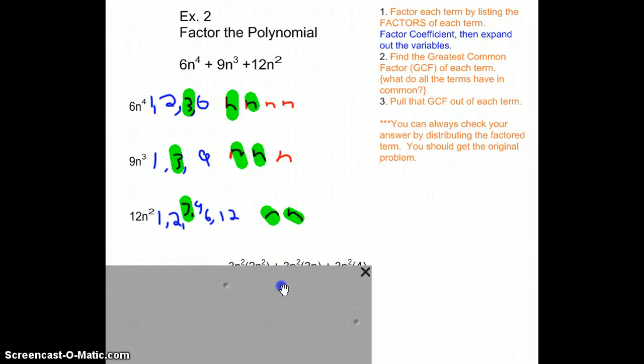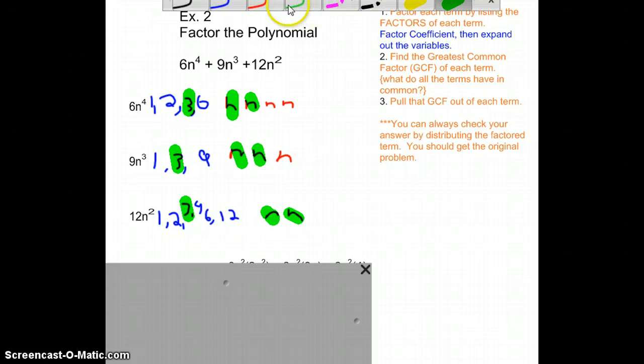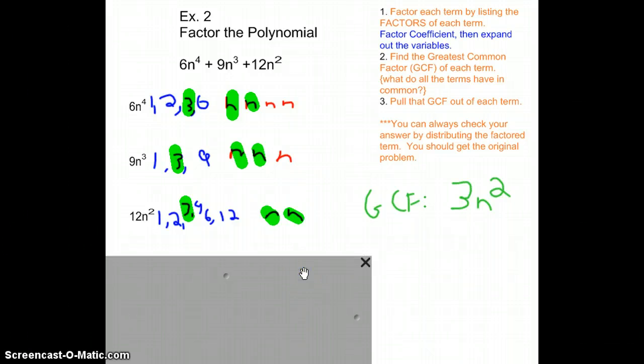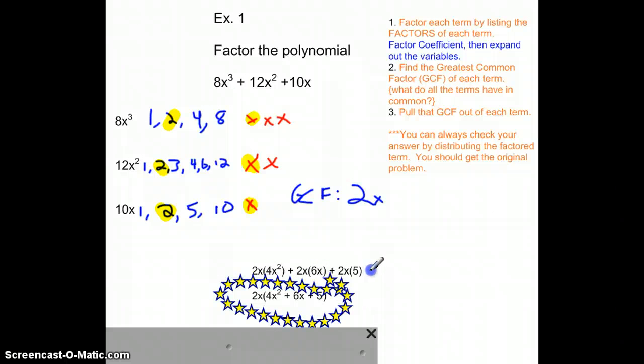So our greatest common factor, I'd like you to pause the video and write down what you see as the greatest common factor right now. All right, so you should have written down 3n squared. Now, take a second again. I'd like you to pause the video and try to pull out a 3n squared out of each term, just like we did in this step.